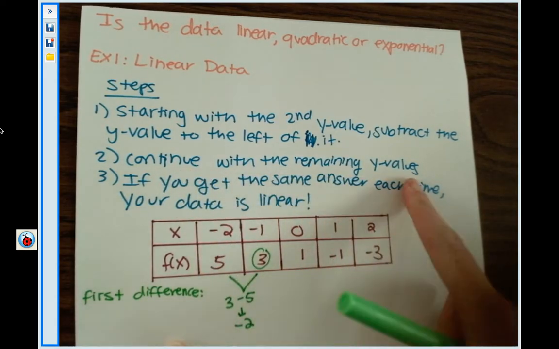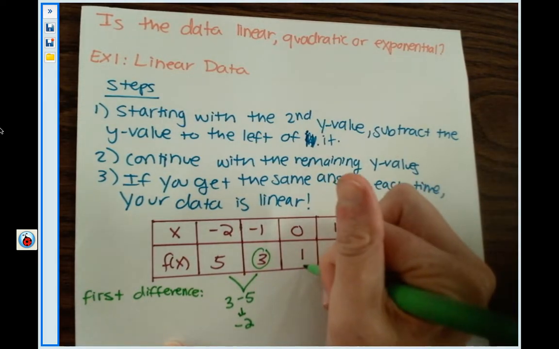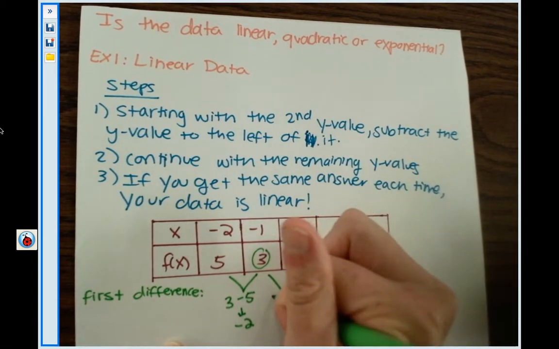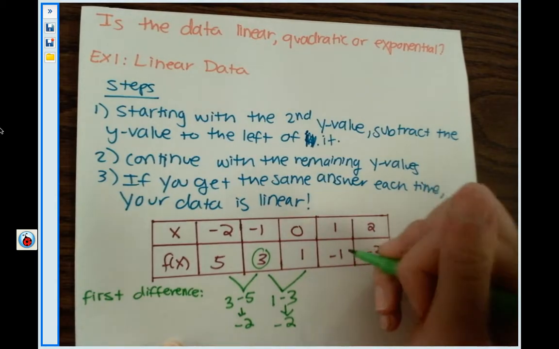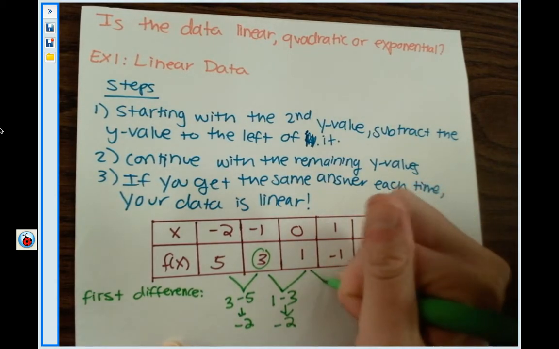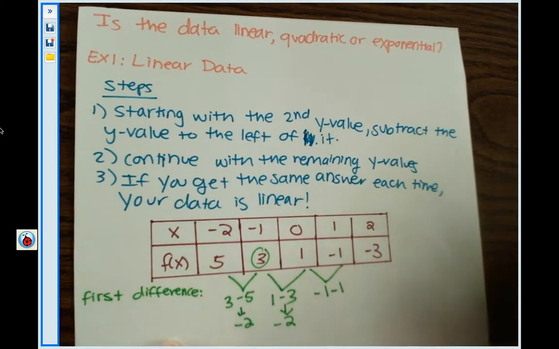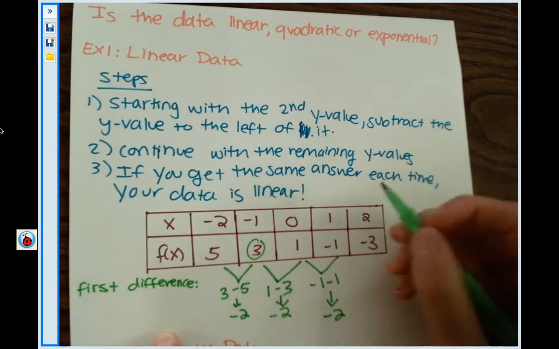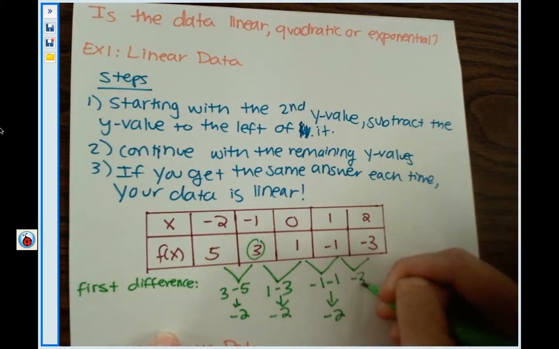Okay, we're going to continue this with the remaining y values. So I'm going to go to the next point and subtract the one to the left of it. So I'm going to go to my 1 and subtract the 3, which is to the left of it. So this time I'm going to do 1 minus 3, which is -2. Okay, we keep continuing this pattern. So I start with the next y value and go to the one that's to the left of it. So I'm going to do -1 minus 1, which is -2. Okay, and finally, I'm going to be subtracting my final y value, the -3, minus the one to the left of it, which is -1.